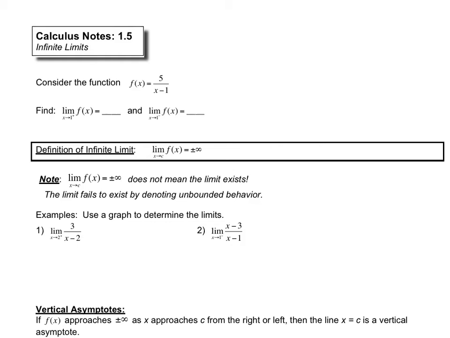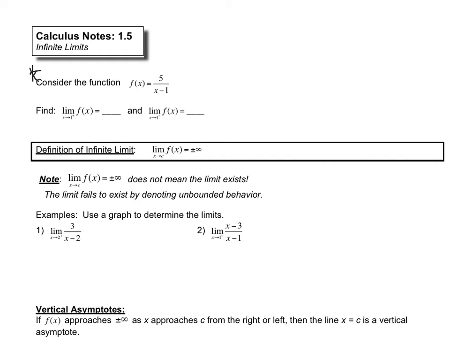All right, this final section of chapter 1 of our calc material is on infinite limits, and we'll start just by looking at a concrete example so you can get a visual. By the end of this section, we'll move away from visuals and graphs of these functions, and you will be able to do this analytically. But just so we have an idea, I'm going to start by looking at this first one here. Consider this function f of x, which is 5 divided by x minus 1.